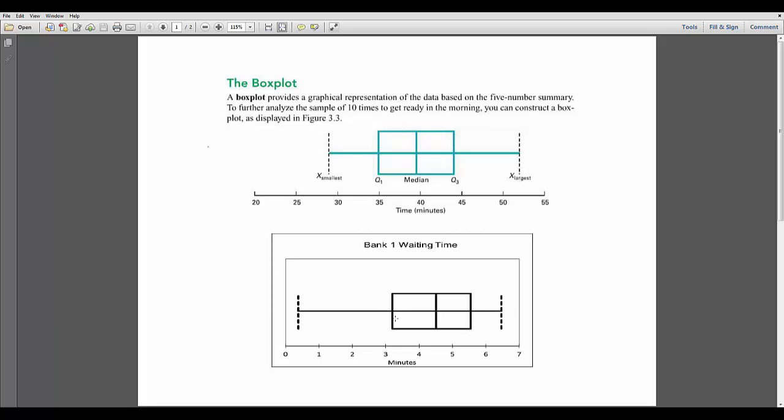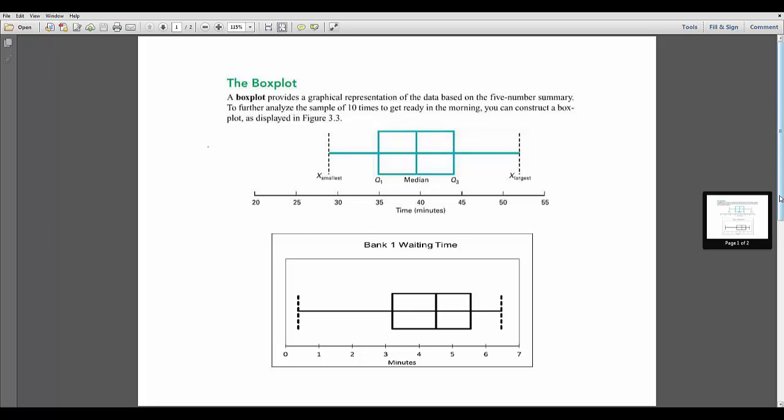And this box right here is called the interquartile range, or the middle 50, and it shows the spread of the data, or the variability of the data. And the larger the interquartile range, the more variable the data are. And if you have a skewed data set, you want to use the interquartile range as your measure of variation instead of the standard deviation.